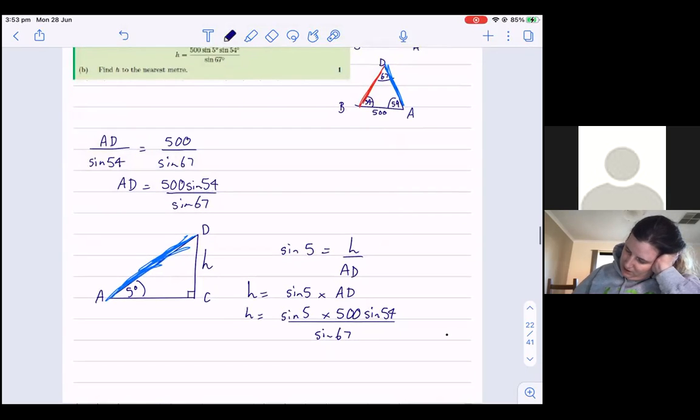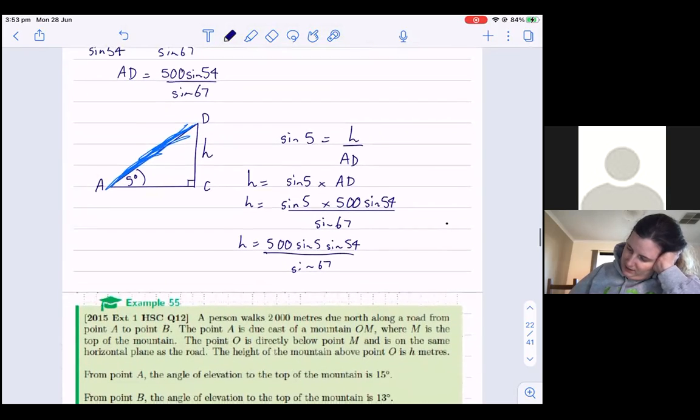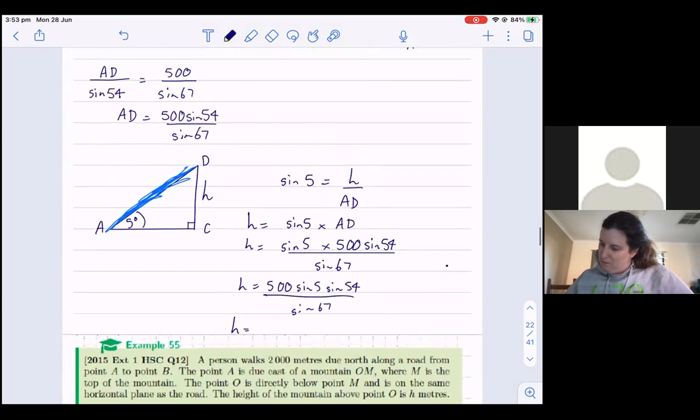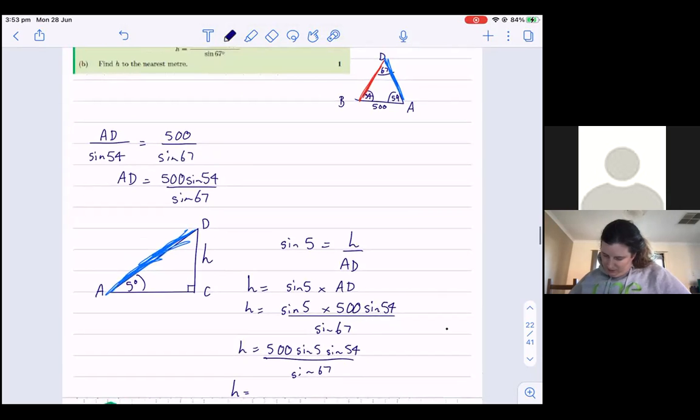And we're just going to rearrange that so it looks more like the answer they've given us. 500 sine 5 sine 54 over sine 67. And then that's a calculator job to the nearest meter, they say. The hardest bit with this is the brackets. 38.29, so 38 meters.